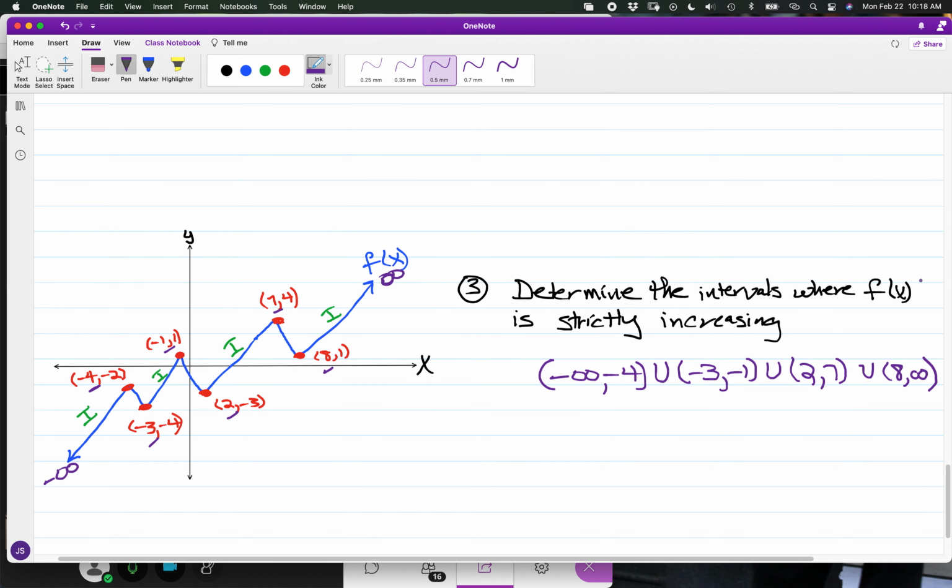So again, you have those 4 sections where the graph of f of x is strictly increasing: from negative infinity to negative 4, then going past negative 3 approaching negative 1, then going past 2 approaching 7, and then going past 8 and running upward and outward continuously.